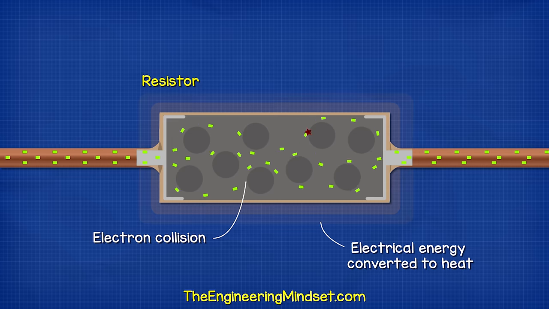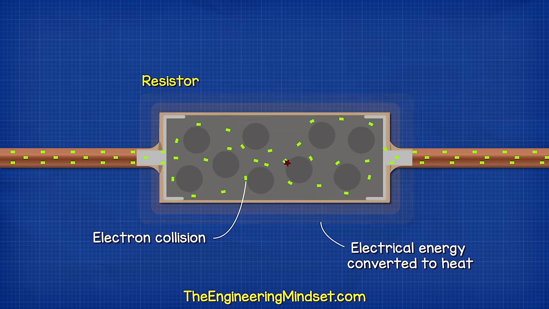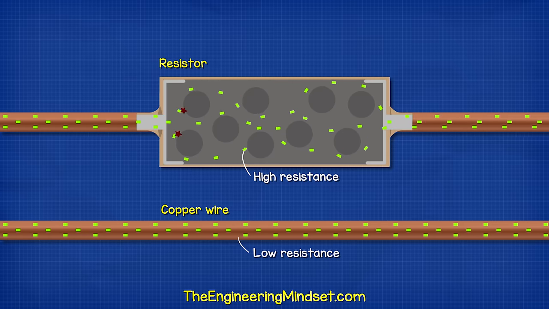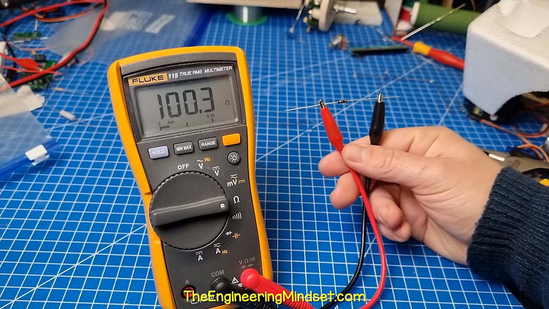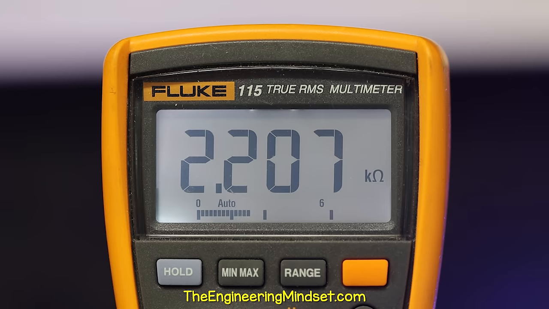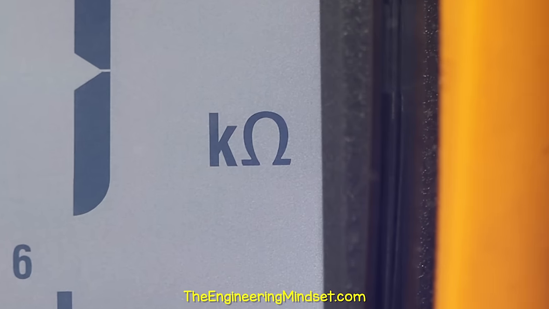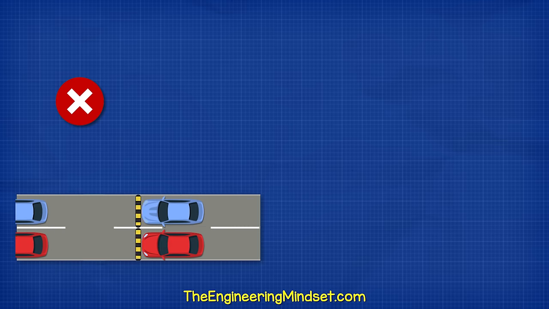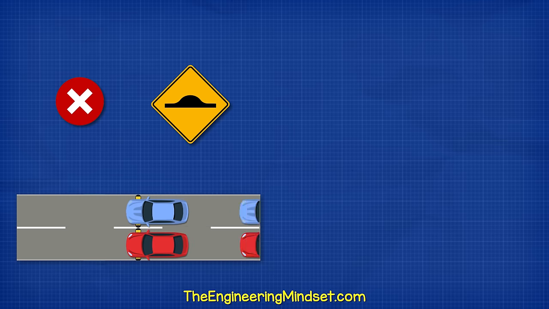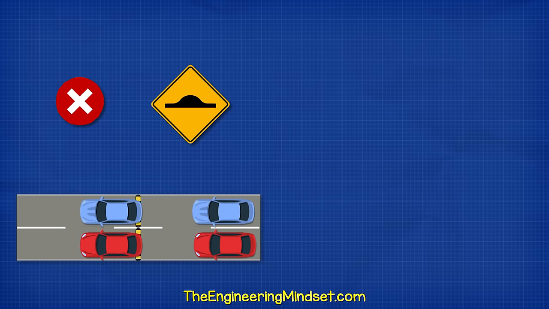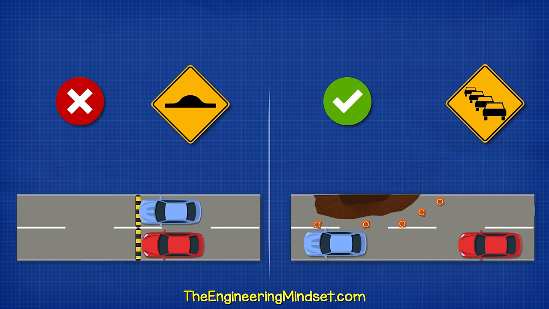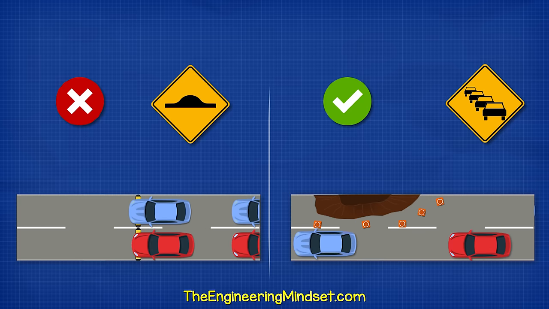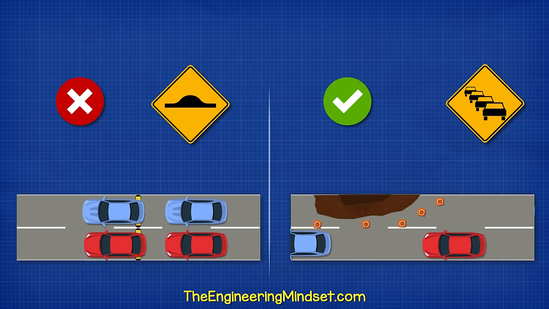Resistors make it harder for electrons to flow, so they add resistance to a circuit. Resistance is a measurement of how easily electrons can flow through a material, and we measure this in the unit of ohms. Many people incorrectly think that the resistor acts like a speed bump, only slowing the electrons down momentarily, but they act more like a traffic jam, restricting how many electrons can flow. The speed of the electrons remains the same.